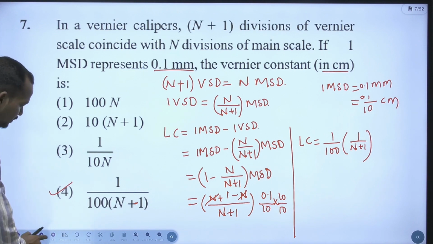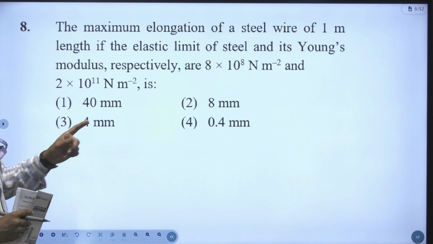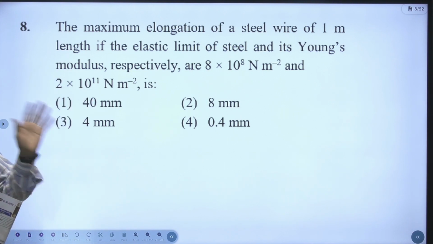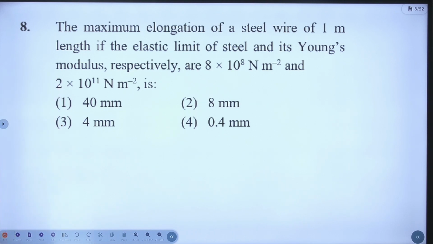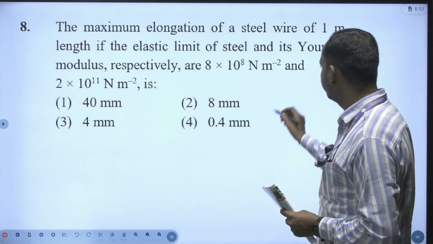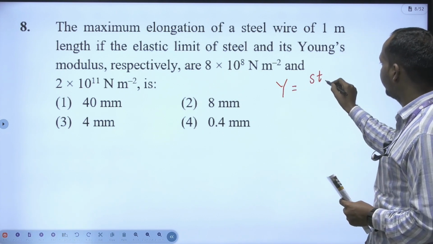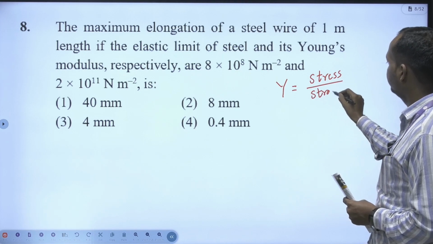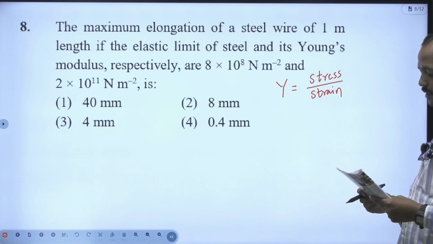Right? Yes. Next. The maximum elongation of a steel wire of 1 meter length, the elastic limit of steel and its Young's modulus are respectively given. What did they ask us to calculate? Maximum elongation. And here we know the relation that Young's modulus is stress upon strain. Correct? Now, here they asked us to calculate the change in length.